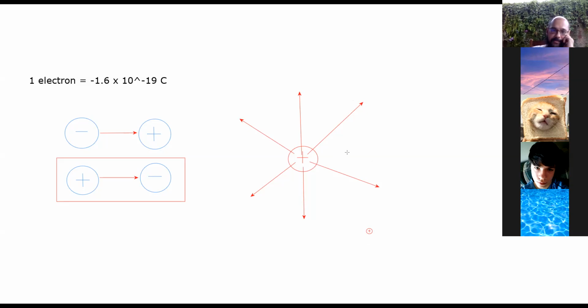Let's say this one here, goodness gracious me. Let's say this one here is 10, the charge is 10 times greater in this one. If it's 10 times greater, what would happen to the field lines? They would be longer. Would they still radiate outwards?